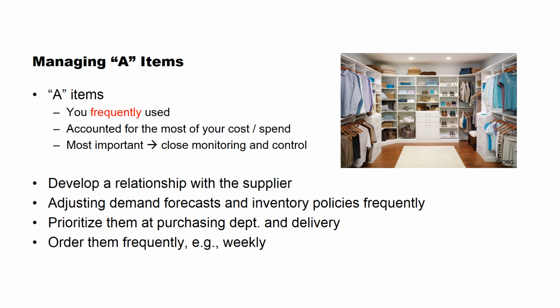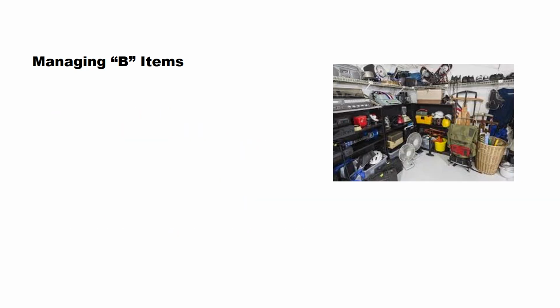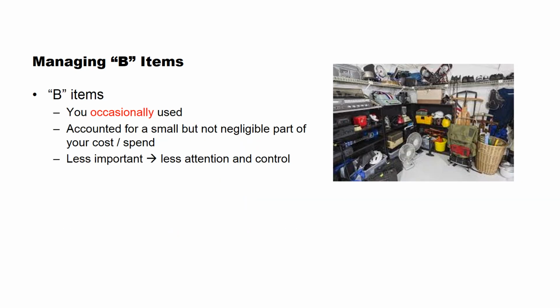And finally, due to their large volume, you may order them frequently, such as weekly, to achieve the balance between economy of scale in ordering and inventory carrying cost. Class B items are those that you use occasionally, that account for a small but non-negligible part of your cost. They're less important than Class A items and thus require less attention and control.